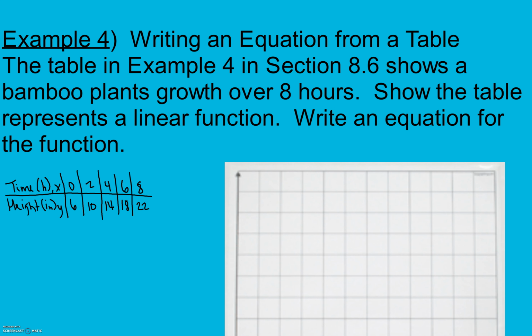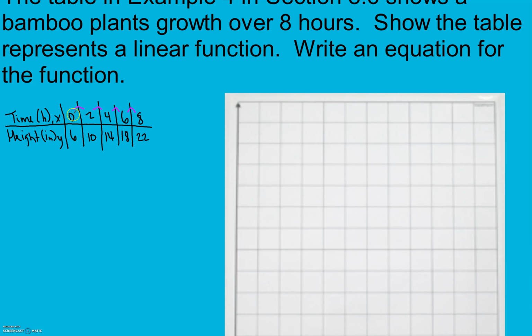So as long as our x's increase by the same amount, so from 0 to 2 is plus 2, 2 to 4 is plus 2, 4 to 6 is plus 2, and 6 to 8 is plus 2. And our y's have the same change, and here it can be either positive or negative. So from 6 to 10 is plus 4, 10 to 14 is plus 4, here plus 4, here plus 4. So since our x's all change the same and all of our y's change the same, it checks and is linear. We can also do it with a graph.